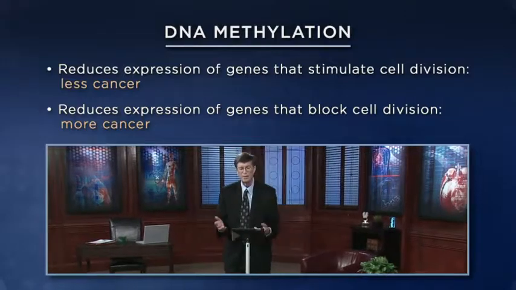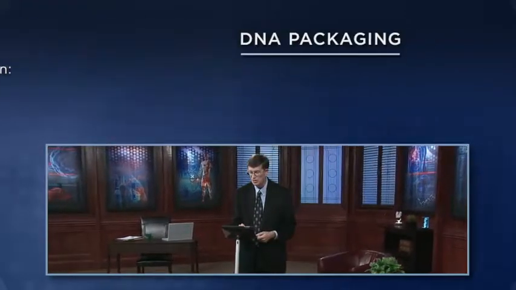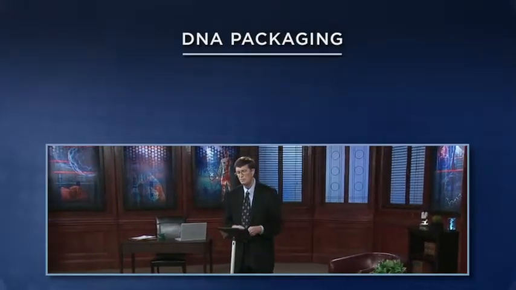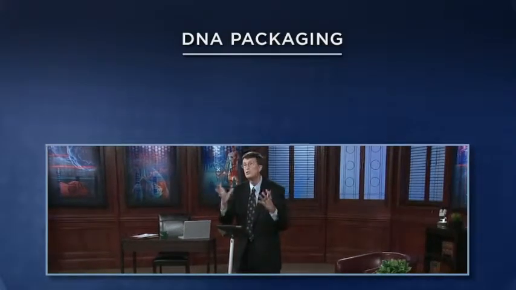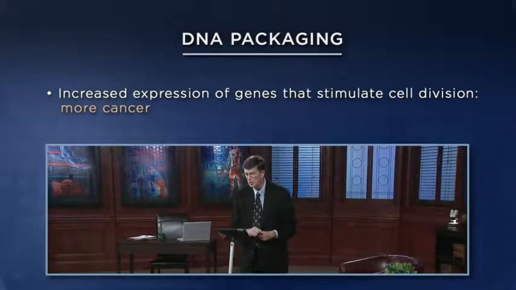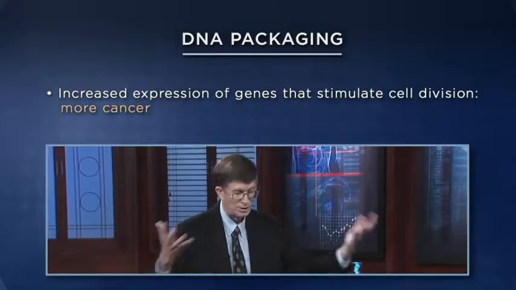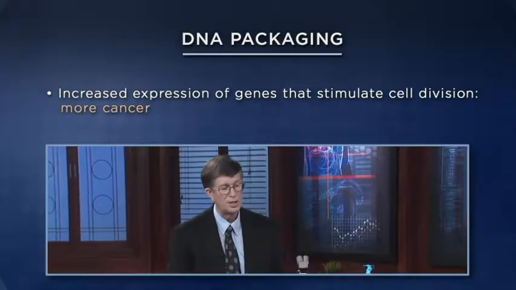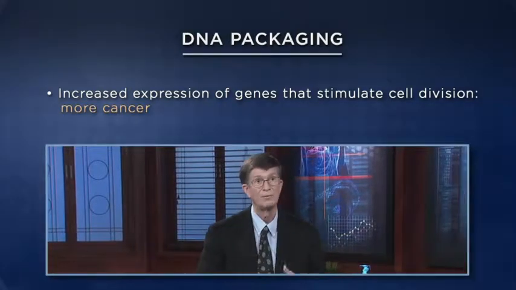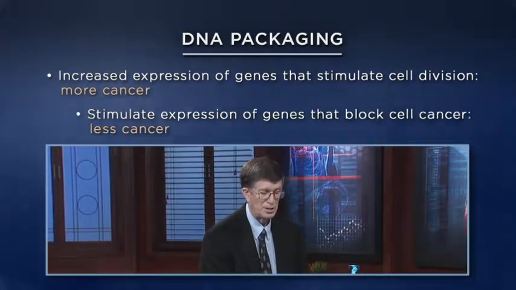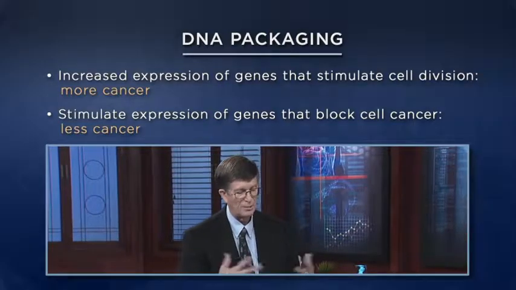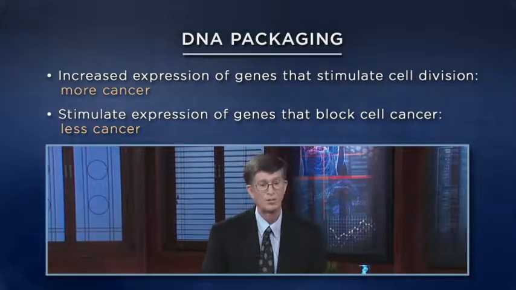The other method of epigenetics is called DNA packaging, and we'll talk about that briefly in a moment. Again, we're going to look at these two types of genes. If we increase the expression of genes, so now we're opening up DNA, we're stopping it from being blocked, increasing the expression of genes that stimulate division, of course, you're going to get more cancer, right? It's going to be allowed to go ahead. If we stimulate genes that block cell division, of course, you'll get less cancer. So you can see that there are reciprocal things going on with both of these mechanisms.